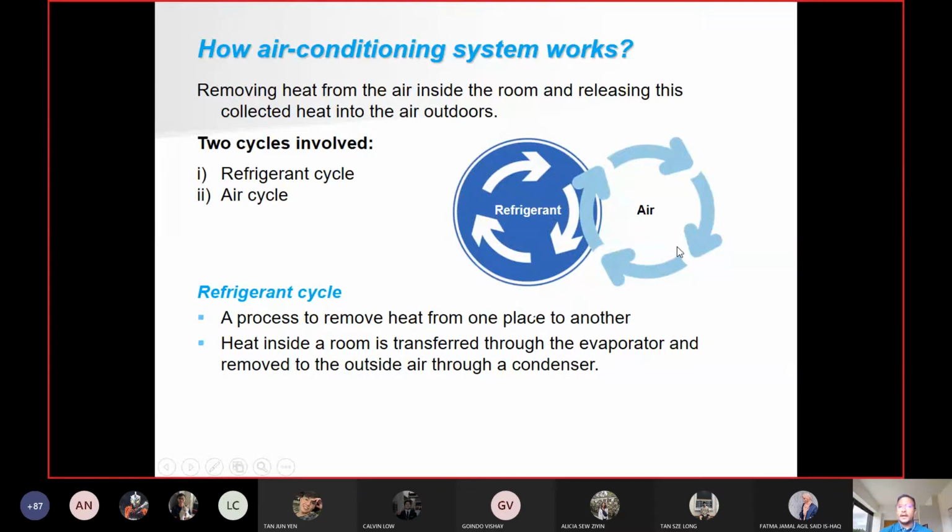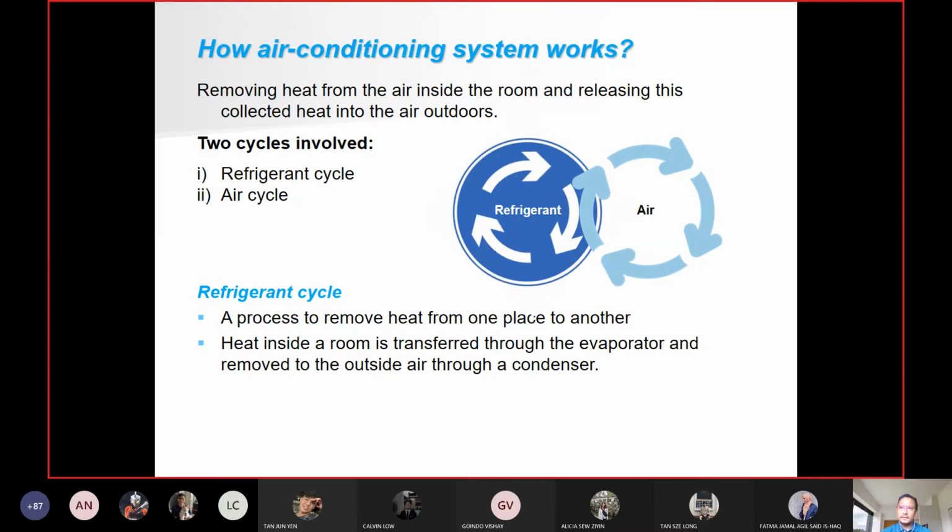So for whatever type of air conditioning system that you use, doesn't matter whether it is for a small building or for a room, or for a large building or a complex of buildings, the cycles remain the same. So you have 2 cycles, refrigerant and air cycle. For a normal aircon that we use in a house, the refrigerant is actually made of gas.